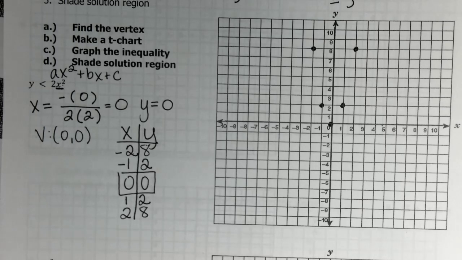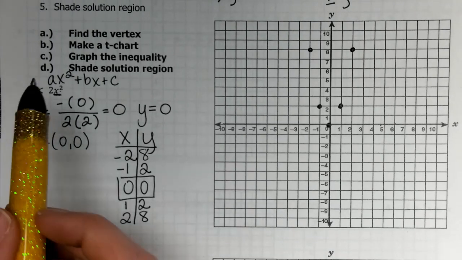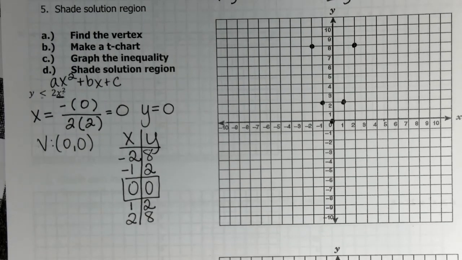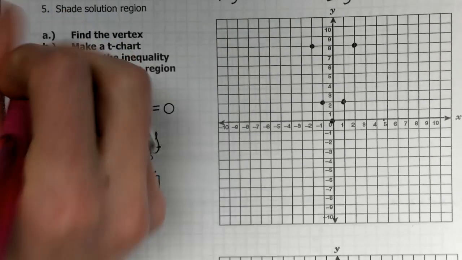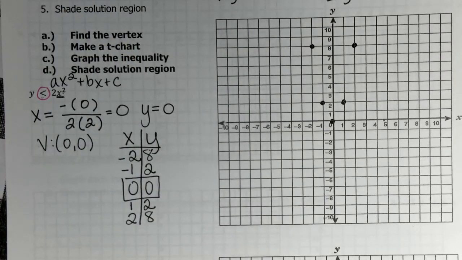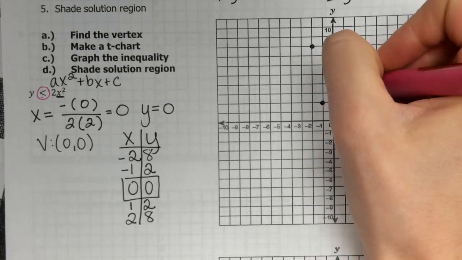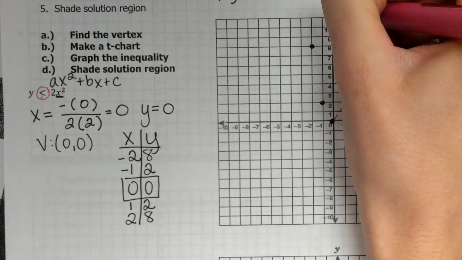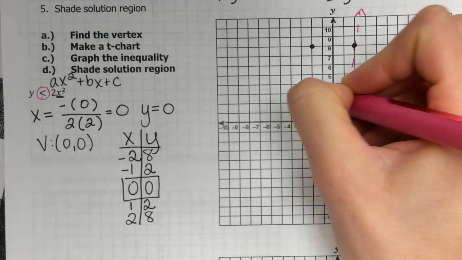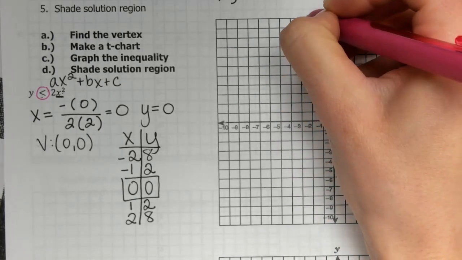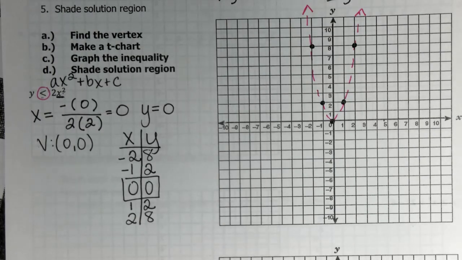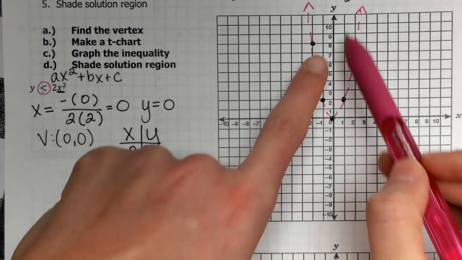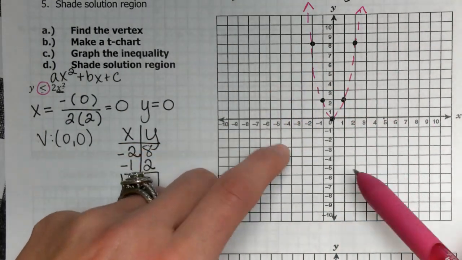Okay, so I'm going to plot those points on my graph. Once I plot the points, before I draw my parabola, I need to look back at my inequality symbol. It's less than. So is that going to be a dashed or solid line? It's going to be dashed. When you're doing your inequalities for quadratics, make sure that you extend your parabola all the way to the end of the grid, because you're separating that grid into two sections. You basically have inside the parabola and outside the parabola.